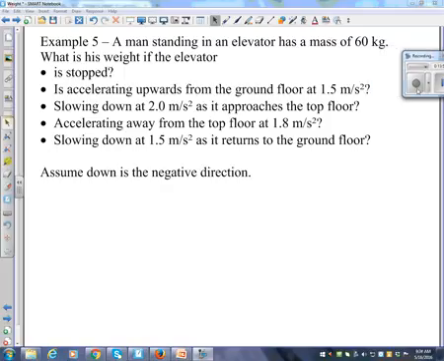Okay. So, example number 5, a man standing in an elevator has a mass of 60 kilos. What is his weight if the elevator is stopped? If it's accelerating upward from the ground floor at 1.5 and so on and so on. And we're, of course, assuming down is negative.